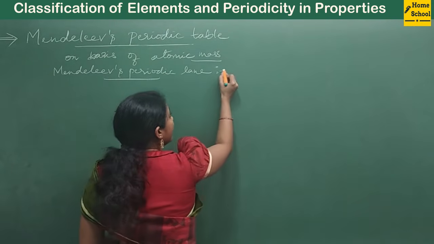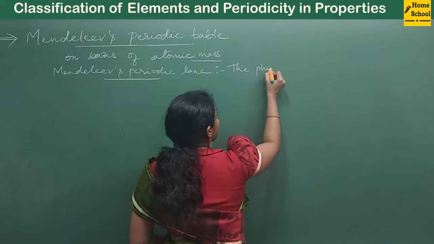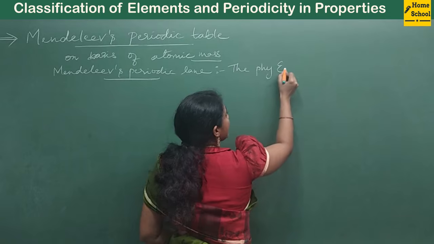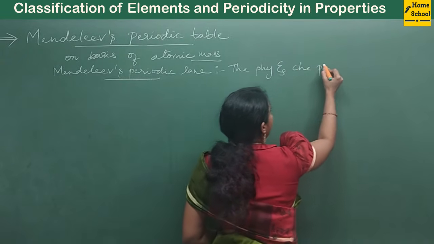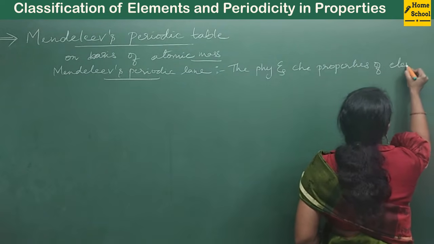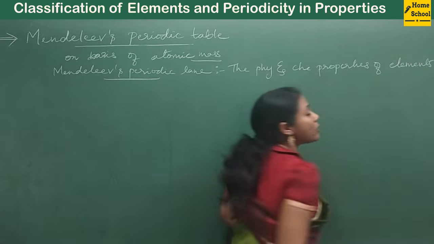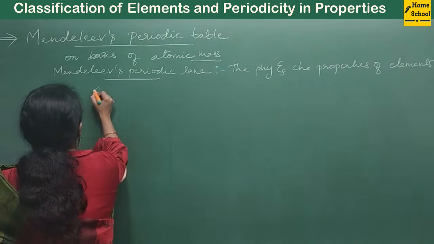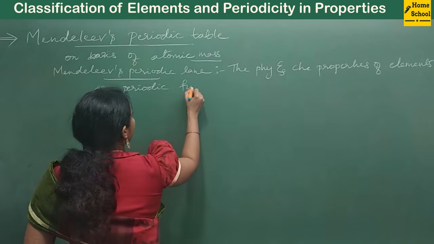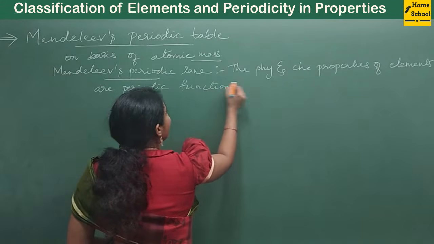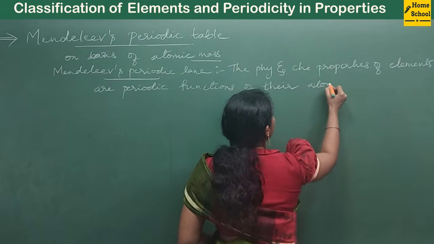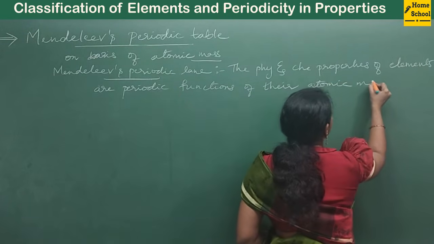It says that the physical and chemical properties, I'm just writing a short form. Okay, so physical and chemical properties of elements. That means physical and chemical properties of elements are periodic functions of their atomic masses. So it means that physical and chemical properties depend on atomic masses.